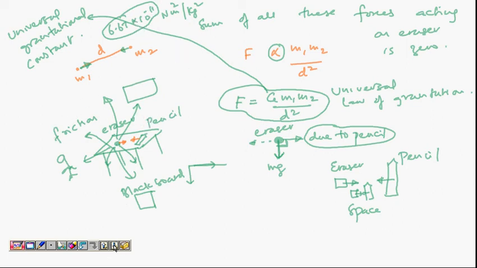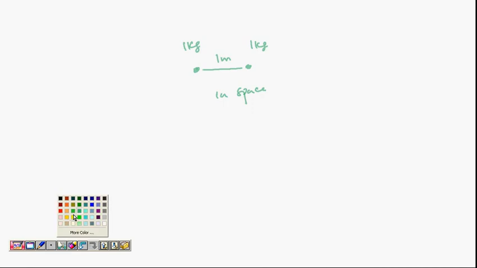So let's see an example on this. Suppose I have a 1 kg object, and another 1 kg object separated by 1 meter, deep in space, where there is no other object. So these are two objects having mass. This 1 kg attracts the other 1 kg, and the other attracts this one. What will be these forces?